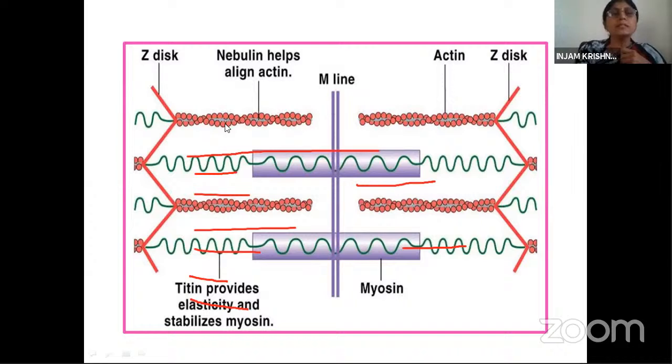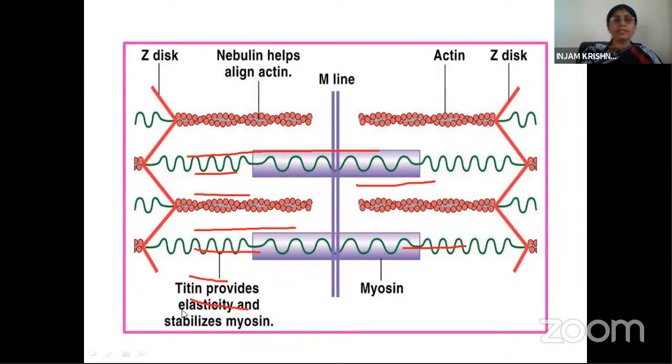Okay. Next, actin. Already we have discussed the structure and components of the actin. It has the tropomyosin and troponin proteins also. But another protein, see here, this blue color, is nebulin. Nebulin helps to align actin. Align means in line, a straight line. So it is the nebulin. The nebulin is connected to the Z line and actin, and it passes throughout the actin protein.